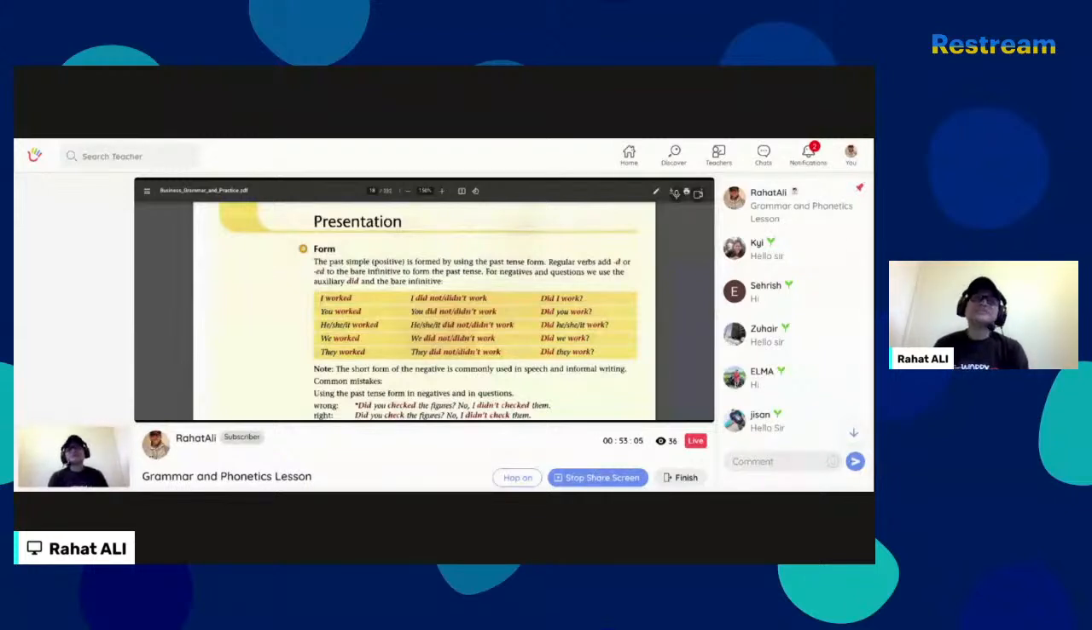So some examples of regular verbs are ask, help, twist, need, etc.